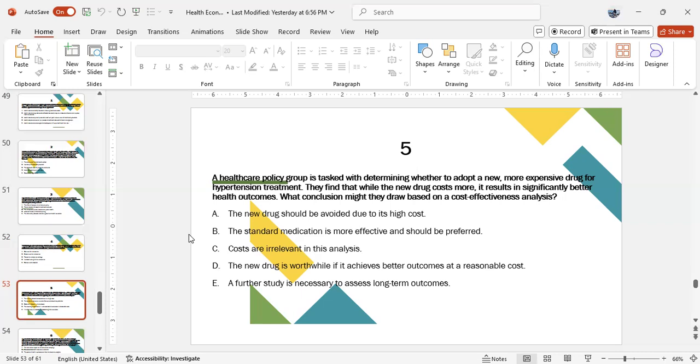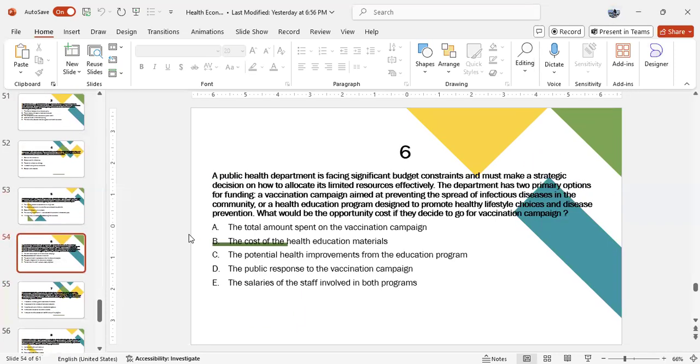D. Yes, the correct answer is Delta. A public health department is facing significant budget constraints and must make a strategic decision on how to allocate its limited resources effectively. The department has two primary options for funding: a vaccine campaign aimed at preventing the spread of infectious disease in the community, or a health education program designed to promote healthy lifestyle choices and disease prevention. What would be the opportunity cost if they decide to go for the vaccination campaign?